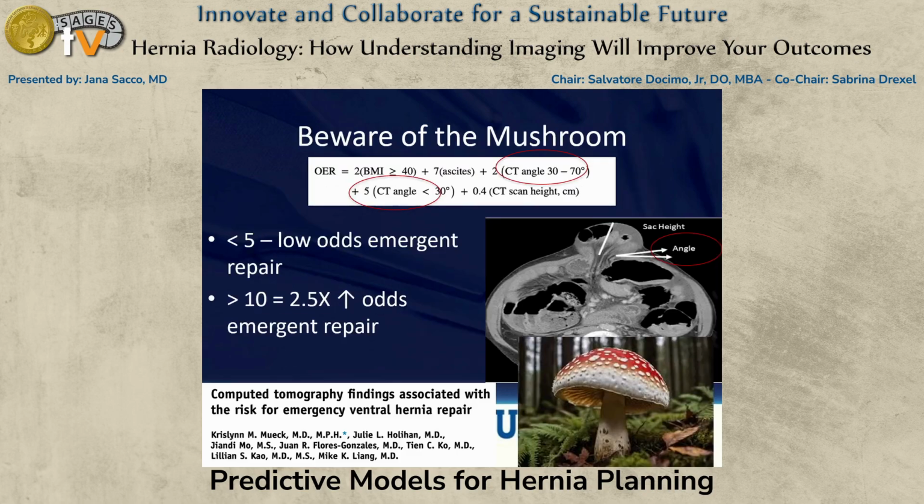And what it really is looking at is that angle, and that I think is what we can see very quickly on the CT scan: beware of the mushroom. The more that angle compresses, the more concerned that you need to be. And they show that using this formula, if the score is less than 5, you have a pretty unlikely chance that you're going to need to do an emergent repair, whereas if it's greater than 10, you have a 2.5 times increased odds of emergent repair.